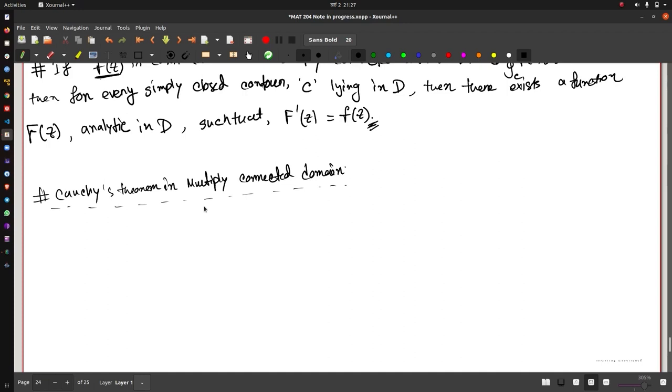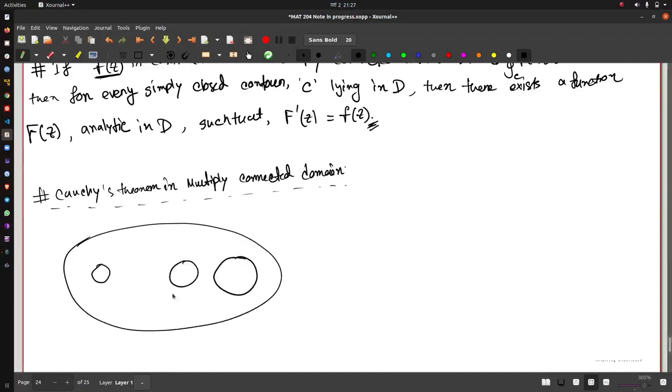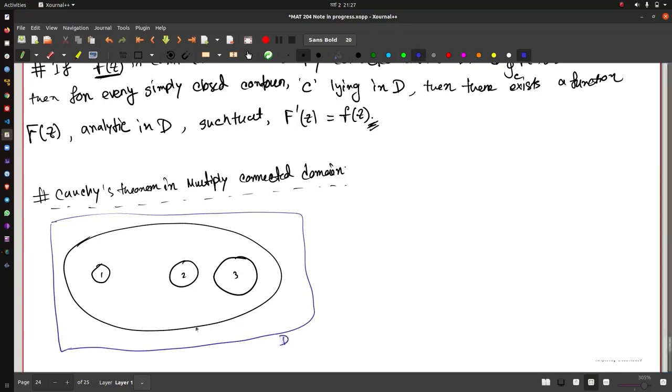Okay, so let's consider a multiply connected domain like this. Let's say it has some holes inside it like this. These are some holes, let's say hole 1, 2, 3. Let me draw the domain like this, even though it's not necessary. Let's say this is our domain, this is the contour, and this contour encloses these 3 holes that are inside the domain.